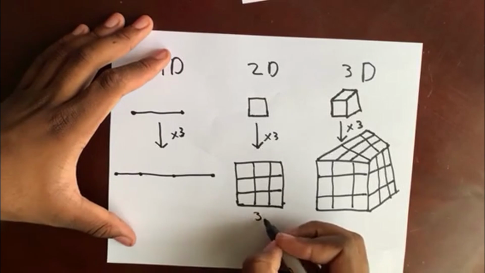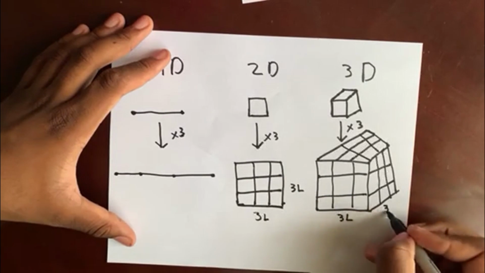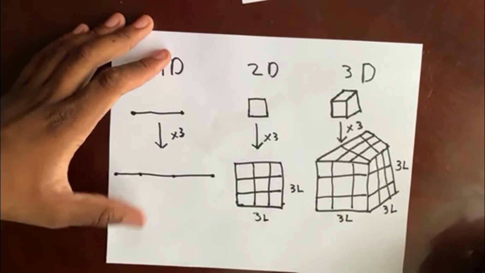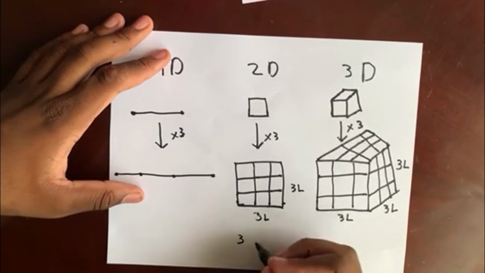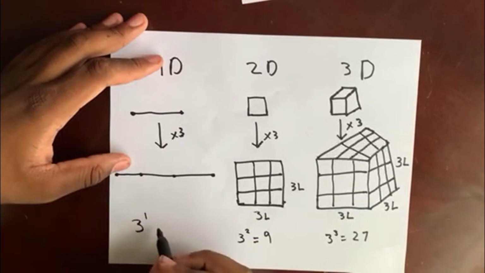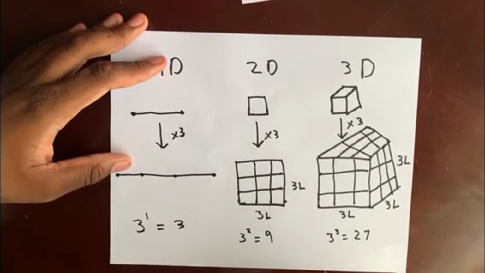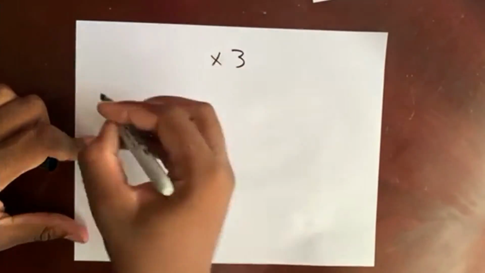If we look at a line segment, a one-dimensional shape, and triple its length, we end up with a line segment that's 3 times as long. If we take a square, a 2-dimensional shape, and triple the length of all the sides, we end up with a square that's 9 or 3 squared times as big as the original square. Notice how the exponent in each case corresponds with the dimension of that object. But our roadway is different.